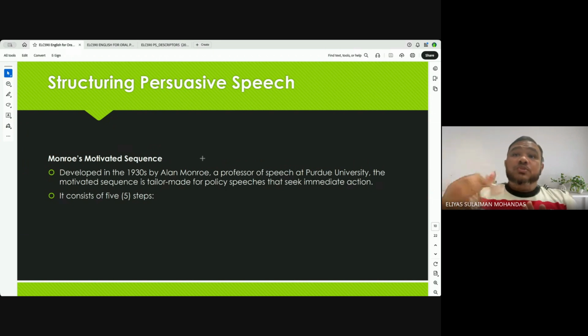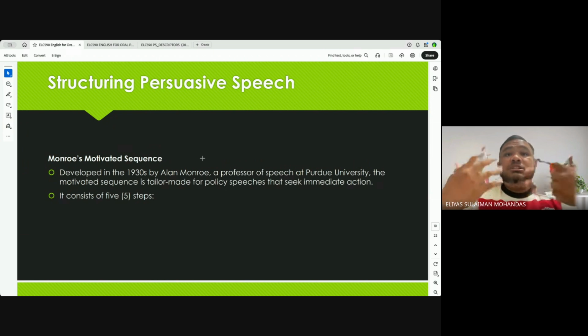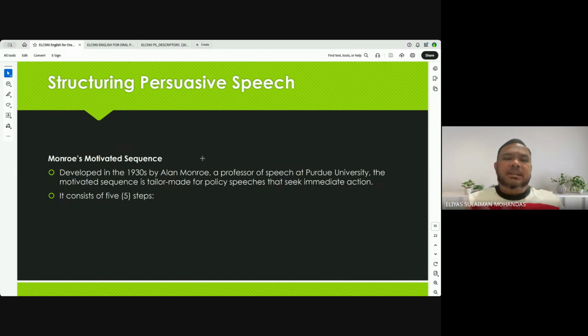Why? Because we need to use that sequence in order for us to persuade, because it's a framework for persuasion. So let's talk about Monroe's motivated sequence. It was first developed in the 1930s by Alan Monroe, a professor at Purdue University. The motivated sequence is tailor-made for policy speeches that seek immediate action. Because sometimes during that era they wanted to implement certain things quickly, however, they needed to persuade people to agree with their idea, so they included Monroe's motivated sequence in the speech.